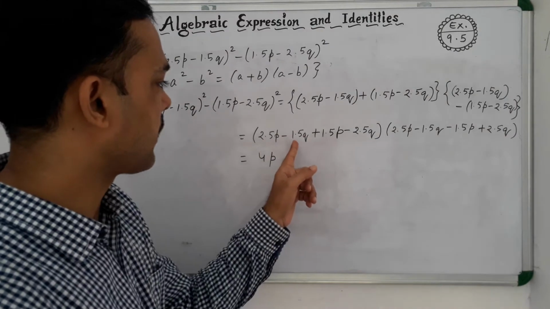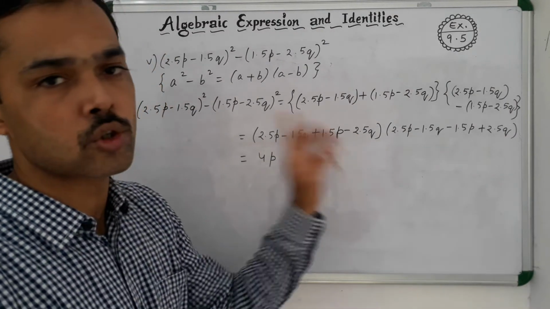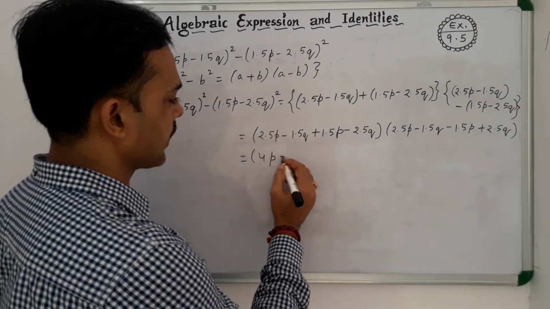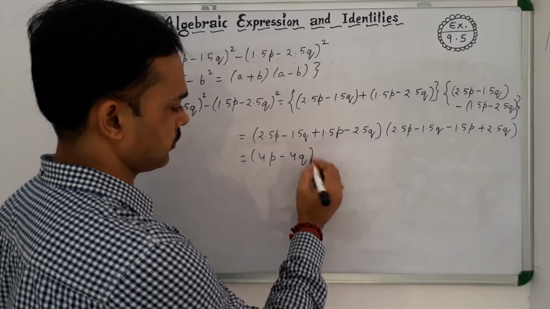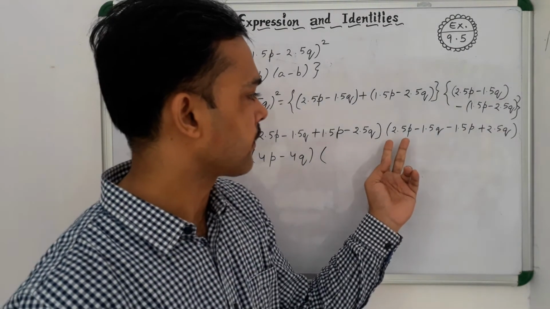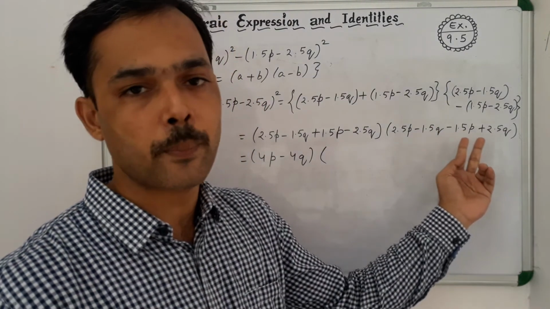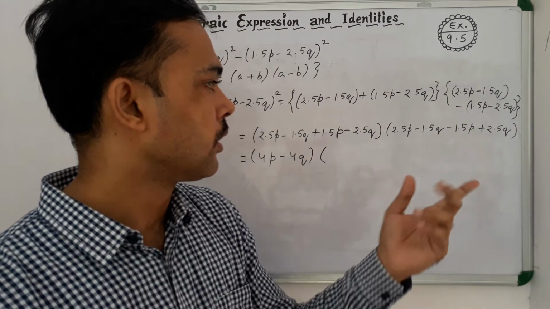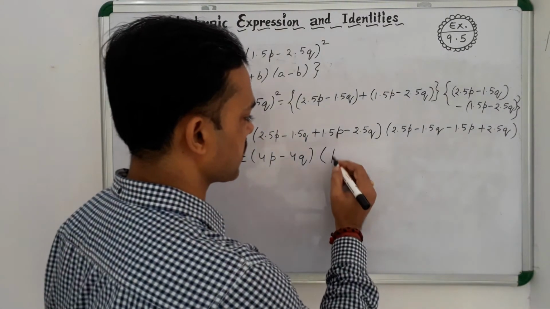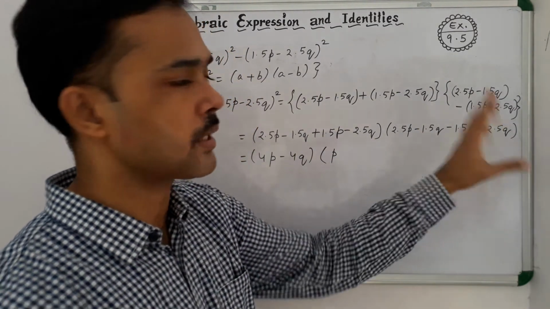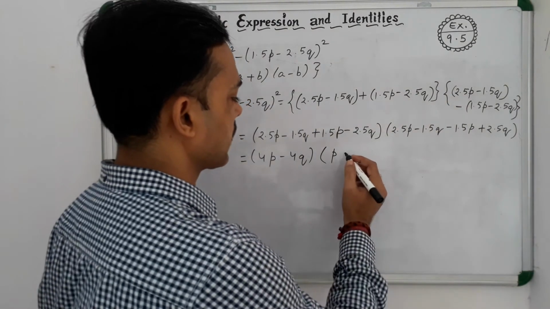Then it is minus 1.5 minus 2.5q. They both are like terms, and when you add them you get minus 4q. In this one, 2.5p minus 1.5p, you will be getting 1p, so it is p, and minus 1.5q plus 2.5q will be giving you plus q.